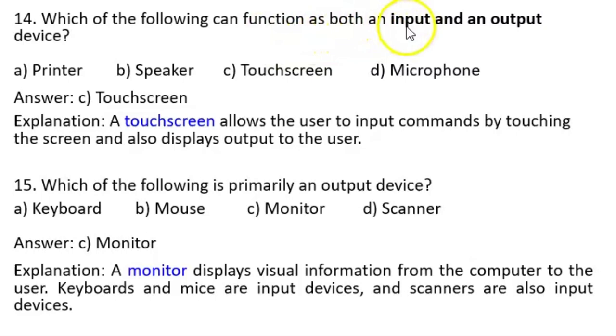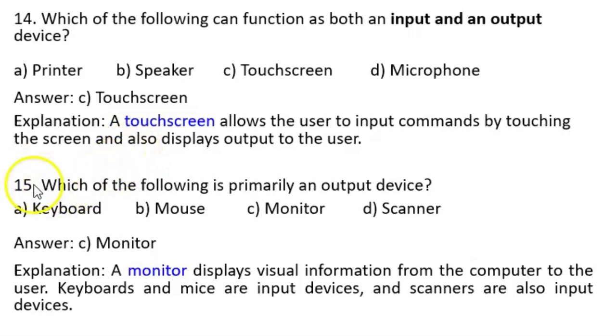Which of the following can function as both an input and an output device? Printer, speaker, touch screen, microphone. The answer is touch screen. It is both an input and output device: it takes commands by touch and displays the output to the user.